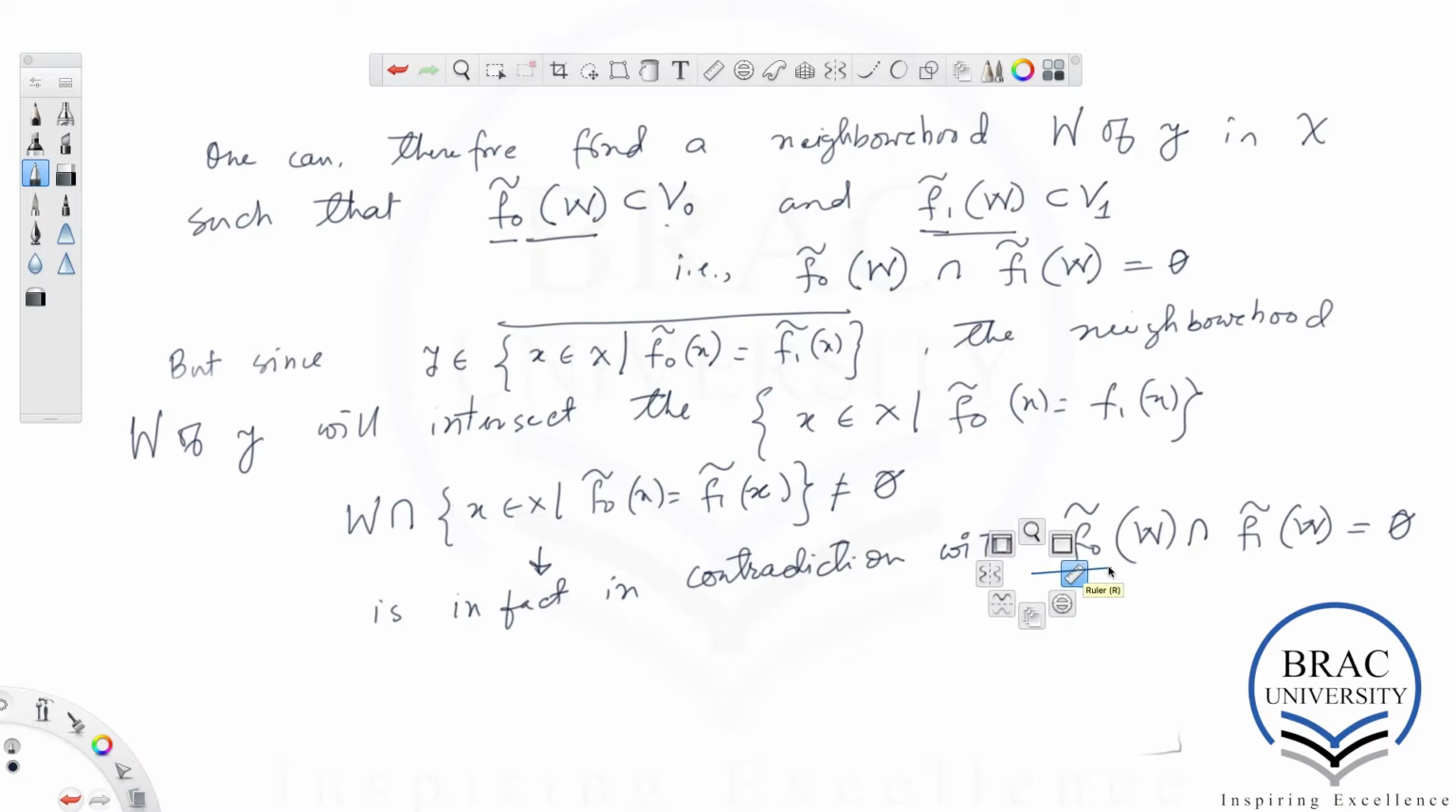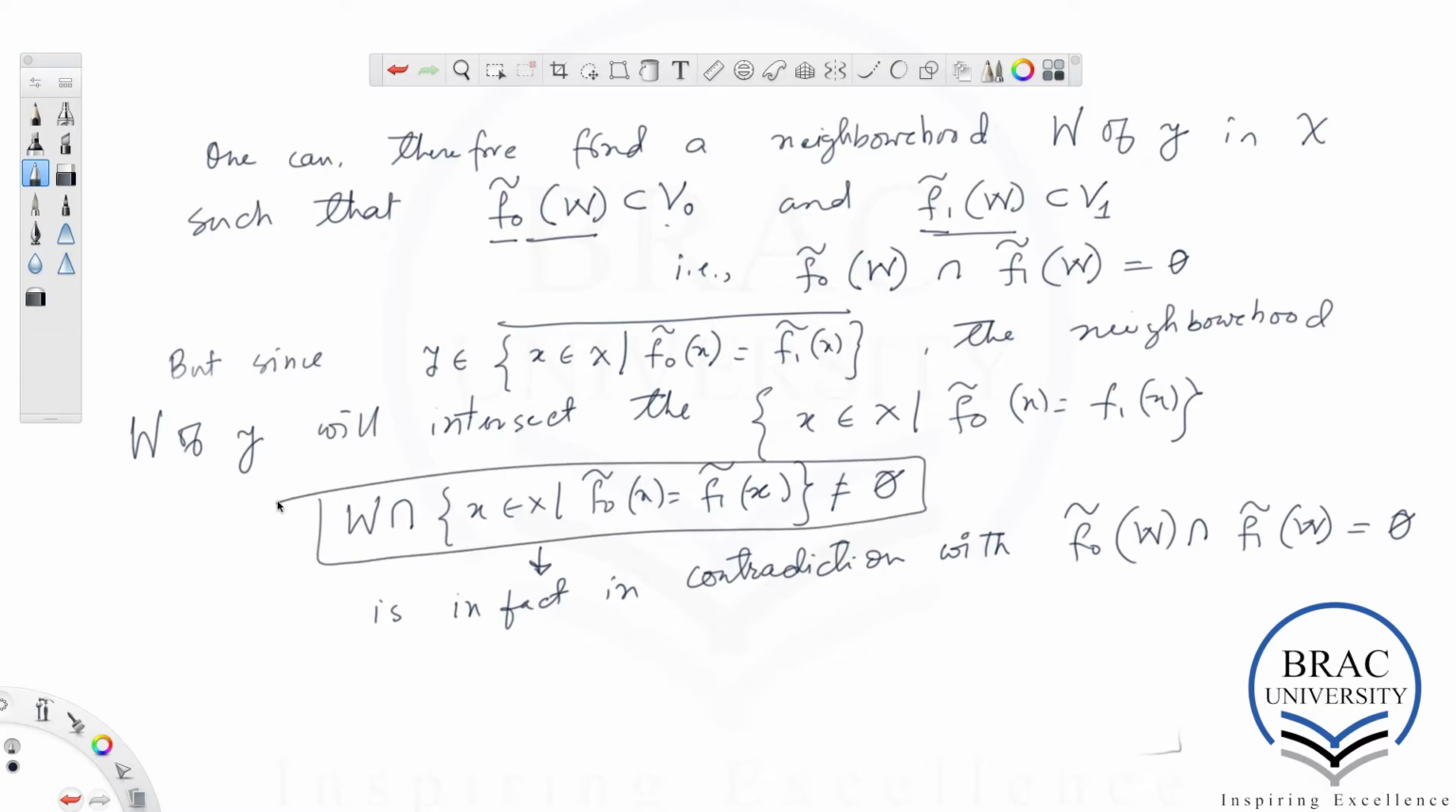So this tells us that f0 tilde of x can never be equal to f1 tilde of x for any x in W, which contradicts this statement. So this is how we reach a contradiction.